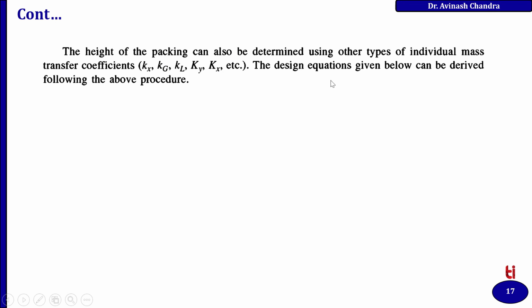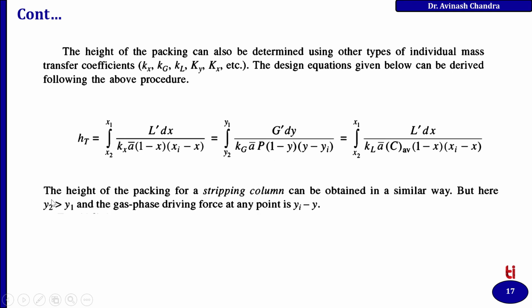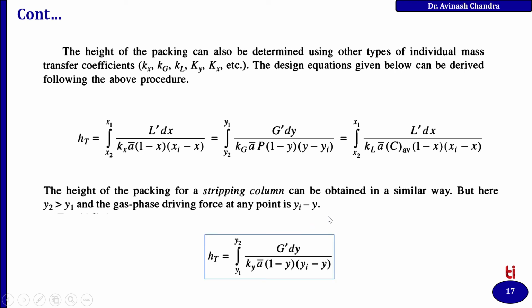The height of the packing can also be determined using other types of individual mass transfer coefficients, small kx, small kg, small kl, and capital Ky, etc. The design equation is given below and derived following the above procedure. So HT can be written in this format. The height of the packing of a stripping column can be obtained in a similar way, but here Y2 is greater than Y1 and the gas phase driving force at point Y is Yi minus Y. In that case, HT can be written as the integral from Y1 to Y2 of G'dY upon Kya (1 - Y)(Yi - Y).